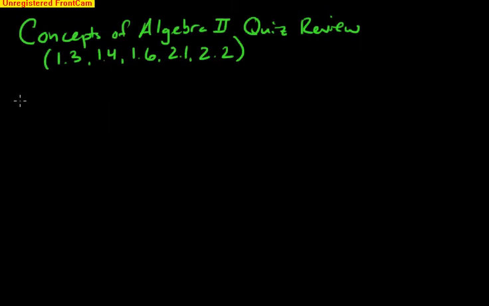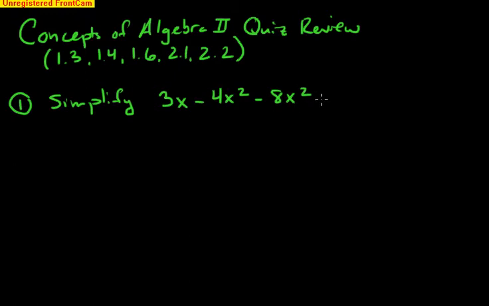And the first one has to do with simplifying. Alright, so simplify the following. It is 3x minus 4x squared minus 8x squared minus 6x. So of course we need to combine any like terms. So in this problem, let's start with the x squares. Remember that a like term has the same variable and same exponent.